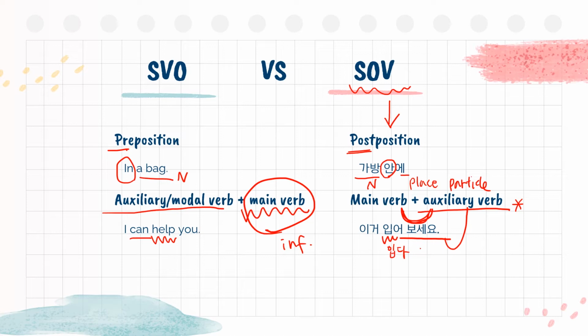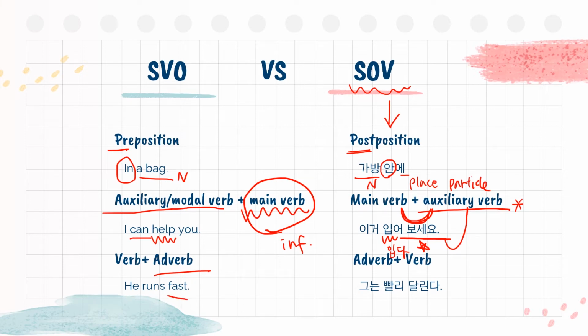Lastly, in English, adverb comes after a verb, like he runs fast. But in Korean, adverb comes before the verb. 그는 빨리 달린다. But this is quite obvious because the verb should always be at the end of the sentences.